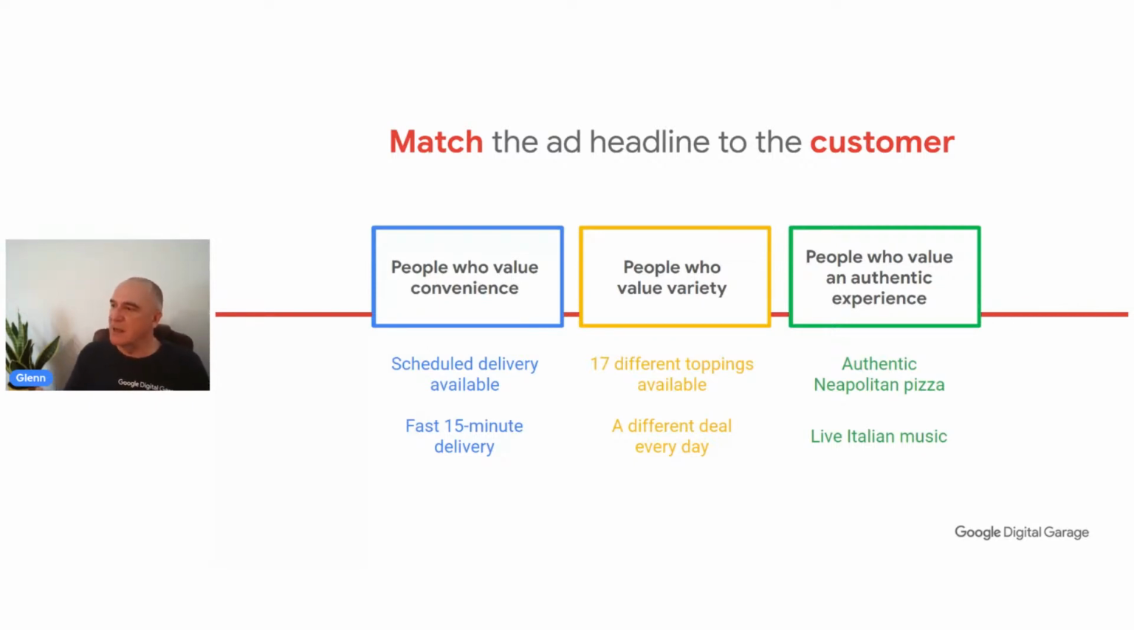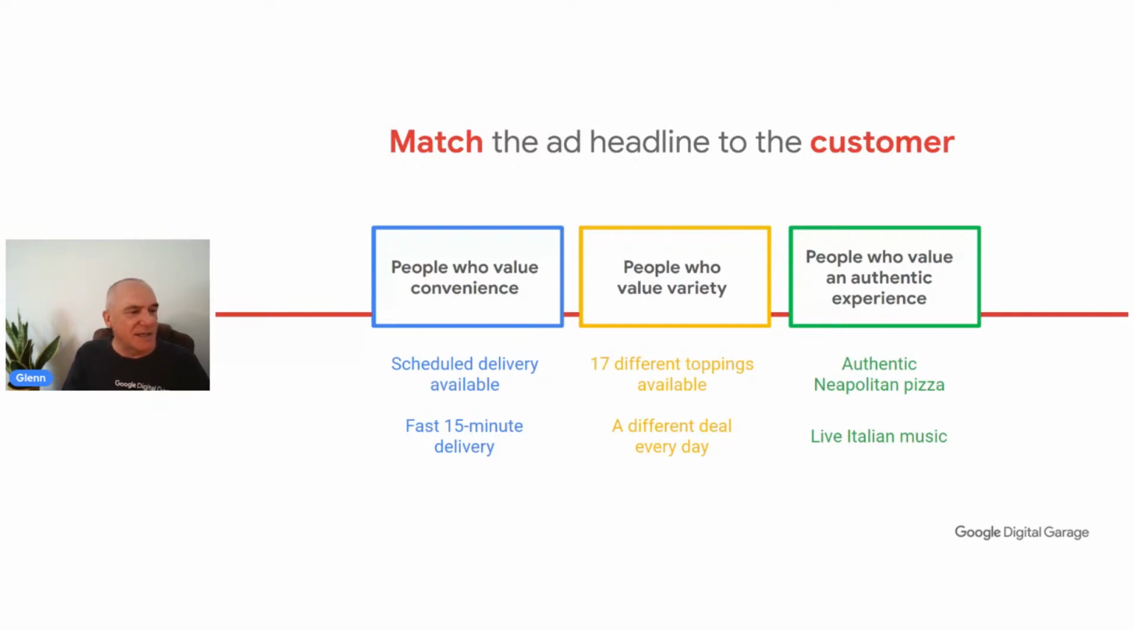So back to variety, a different deal every day. Deals. People like to feel that they're getting something for nothing or something for cheaper or getting really good value. So a different deal or different offer, whatever percentage off a particular combination of toppings or a particular type of pizza or a particular serving that you have is going to really help you.